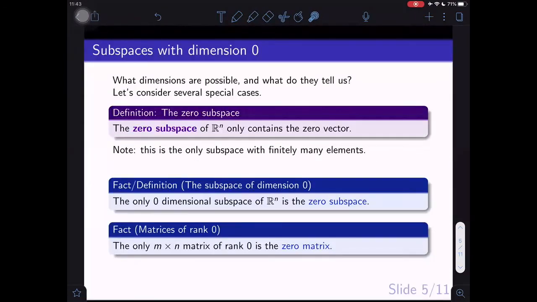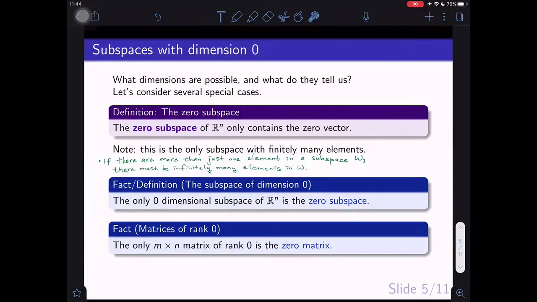Now we will look at subspaces where the dimension is easy to find. Let's consider several special cases. The zero subspace of Rn is the subspace which contains exactly one vector, the zero vector. Note that this is the only subspace with finitely many elements. If there are more than just one element in a subspace W, there must be infinitely many elements in W.